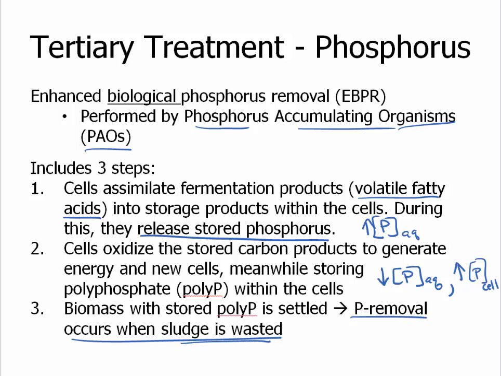Again, this is a fairly complicated biological process. In this course, I want you to be aware that there is an organism called a PAO, or phosphorus accumulating organism, that can store phosphorus in the cell, and as we waste biomass, that is wasted. But the detail of the steps here and here is not required for this course.